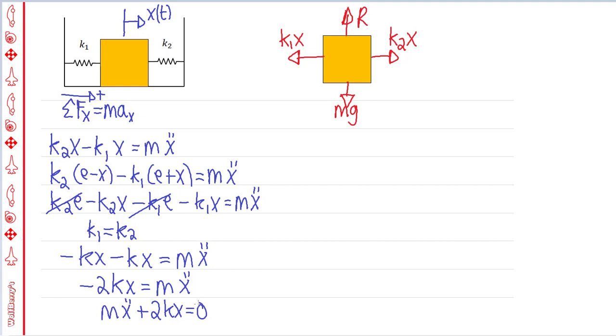Now, first of all, let's divide both sides by mass. So we have x double dot plus (2k over m) x equals 0. Now we compare this equation to our standard characteristic equation, and we can clearly see that it's in the form of simple harmonic motion.